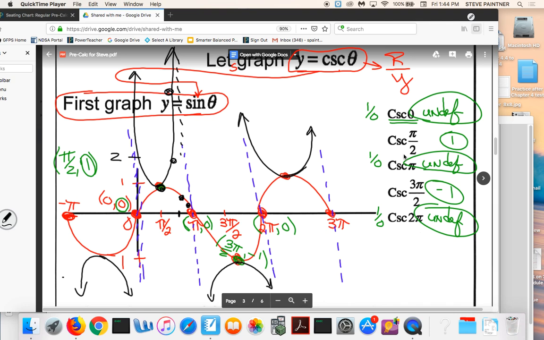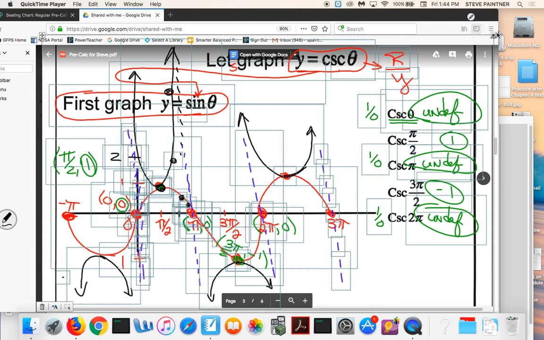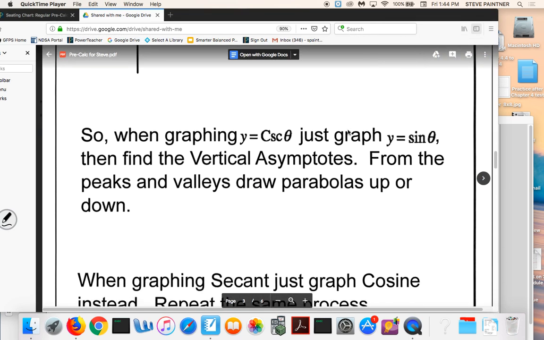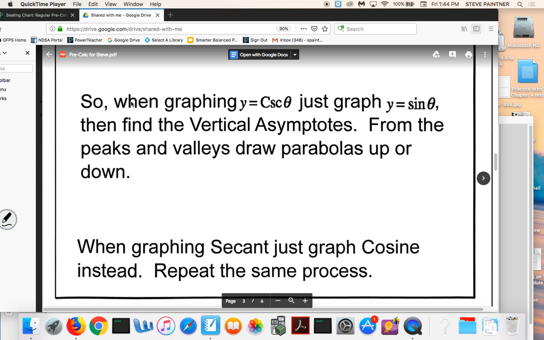So I tried to paraphrase what I just did. So go down below and read that and tell me if that makes any sense to you. I hope it does. Okay, so what I said to you is this. When graphing y equals cosecant of theta, just graph what? y equals sine of theta. Then find the vertical asymptotes. Where do you find them, by the way?